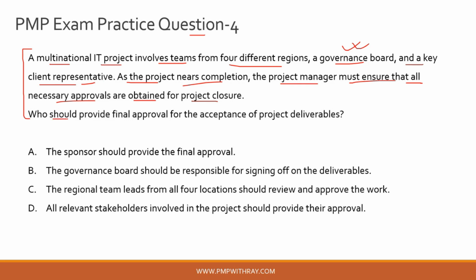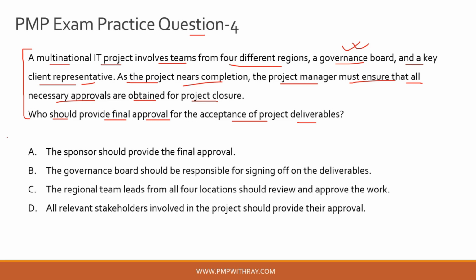So the question is, who should provide the final approval for the acceptance of project deliverables? This should be quite straightforward, guys, if you have gone through your process group practice guide. If you know who is the R, the responsible one in your RACI matrix, when it comes to accepting the project deliverable. The person who is the R is the final authority for approval, because that is the person responsible for accepting those project deliverables once the project closure happens.